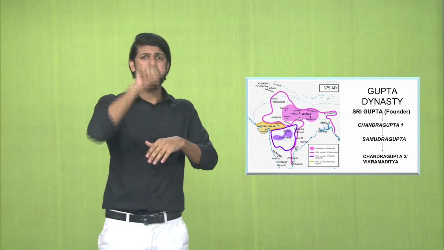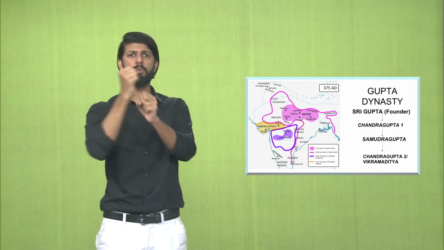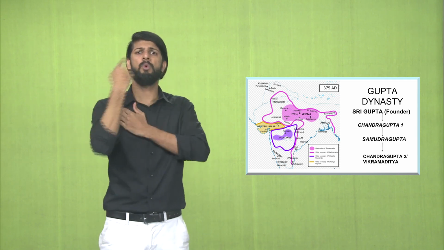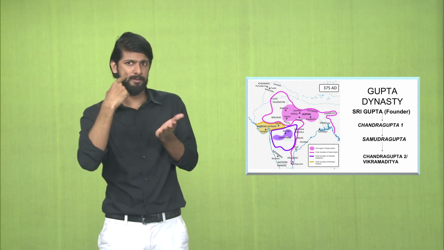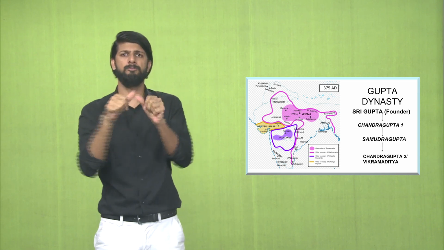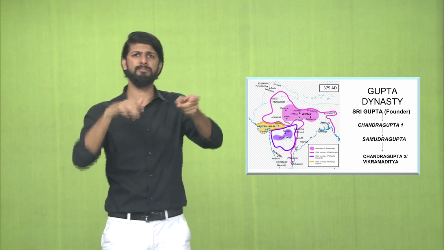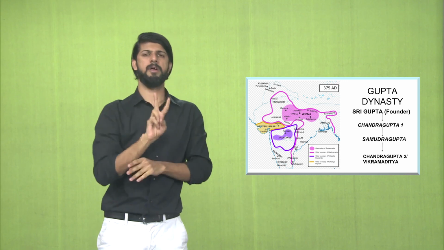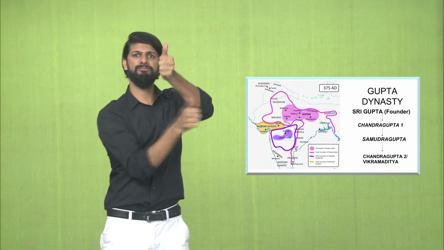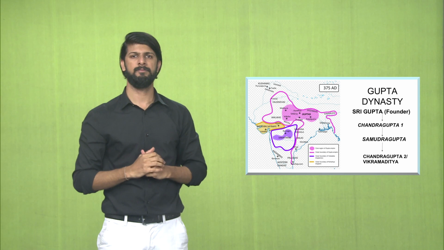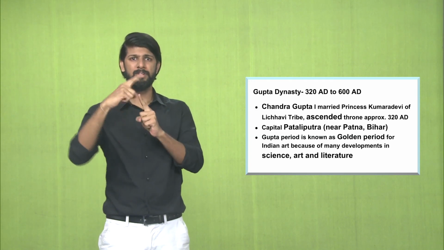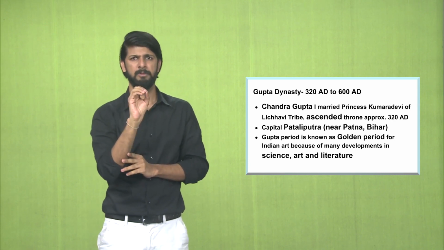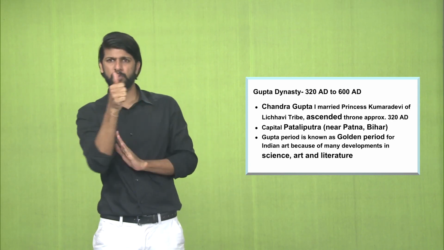The Gupta kingdom prospered and flourished at the time when there was no country called India. The first king who founded the Gupta dynasty was called Sri Gupta. Next to the Gupta dynasty was another dynasty called the Vakatakas. The Gupta dynasty prospered from 320 AD to 600 AD.